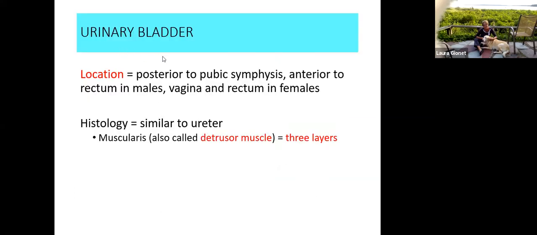Right, then we go into the urinary bladder. Location is posterior to the pubic symphysis, anterior to the rectum in males, and the vagina and rectum in females. Histologically, it's very similar to a ureter, except the muscular layer, which we call the detrusor muscle, has its own name, and it has three layers, kind of like the stomach, instead of the two that we look at in the esophagus and the small intestine. Right, so very similar.